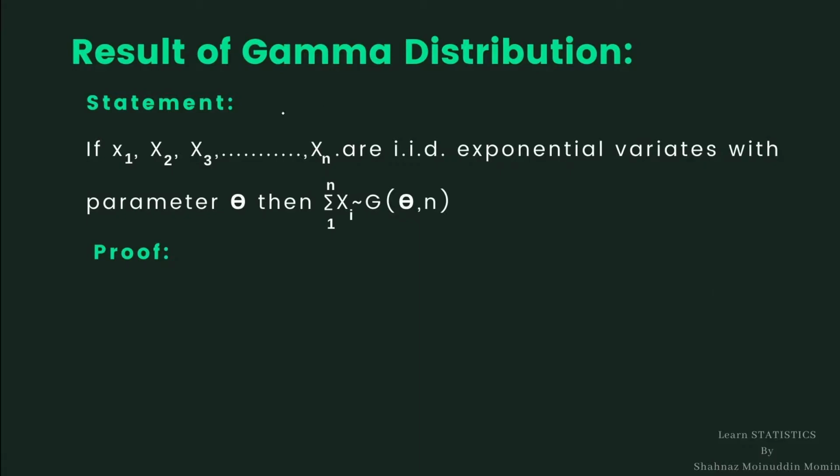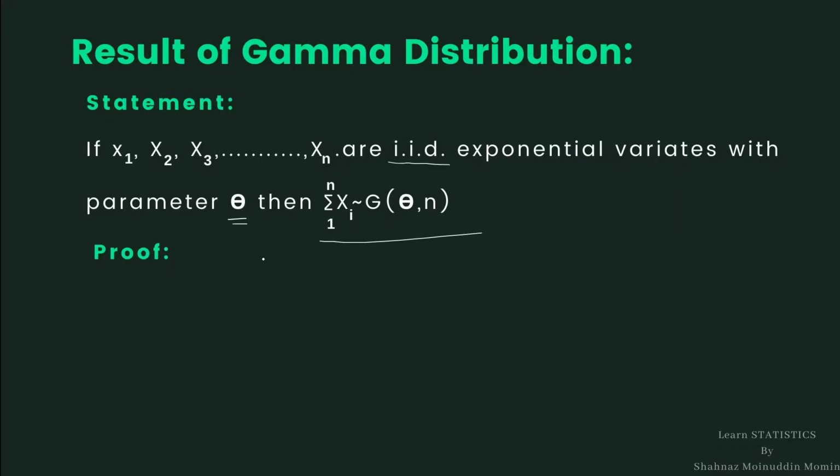If x1, x2, ..., xn are independent and identically distributed exponential variates with parameter theta, then the sum of x1, x2, ..., xn follows a gamma distribution with parameter theta and n. Here the condition on exponential variates is that they must be independent and identically distributed, which is abbreviated as IID. So we shall start with the proof of the result of gamma distribution.